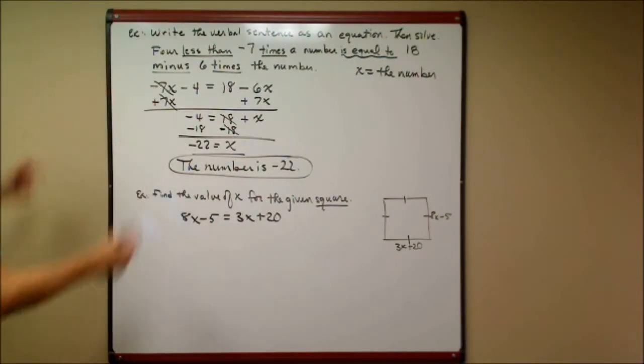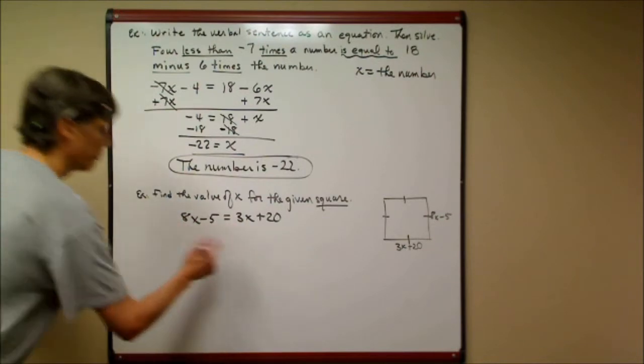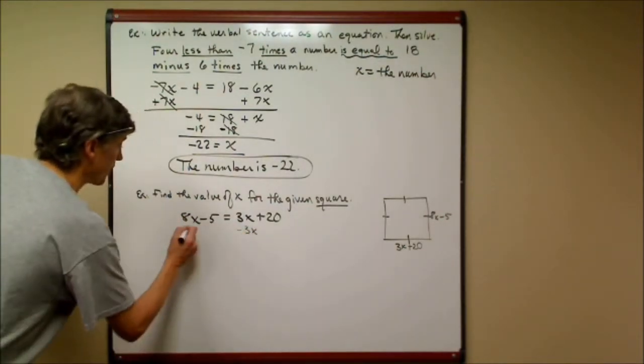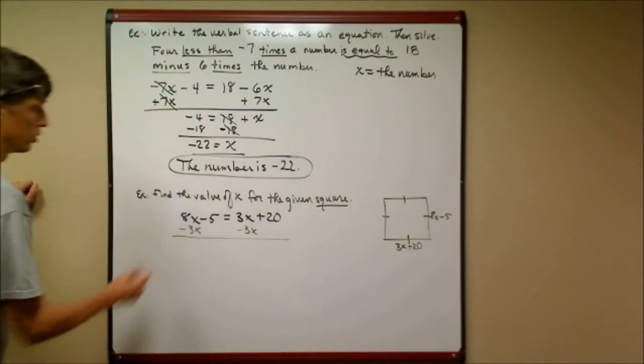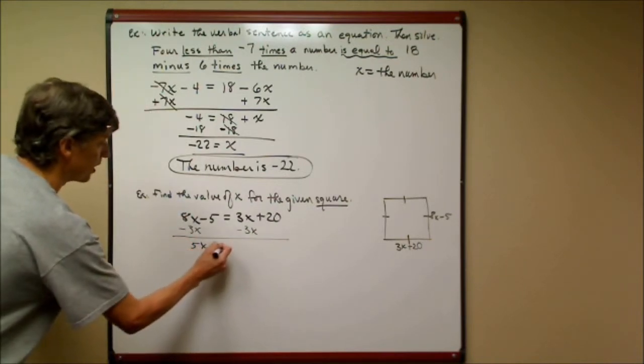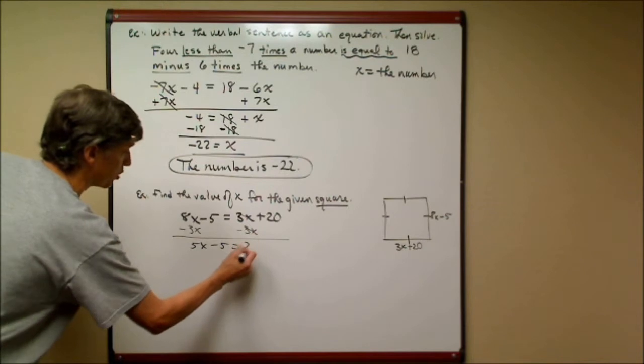Now it's like the last example. I've got to get the variable on one side. There is no simplifying to worry about. I'm going to subtract the 3x from both sides. Again, I'm using a little shortcut notation. 5x minus 5 is equal to, looks like 20.